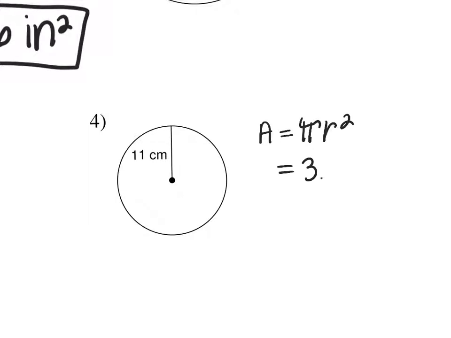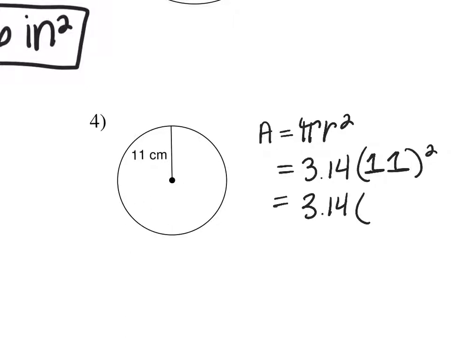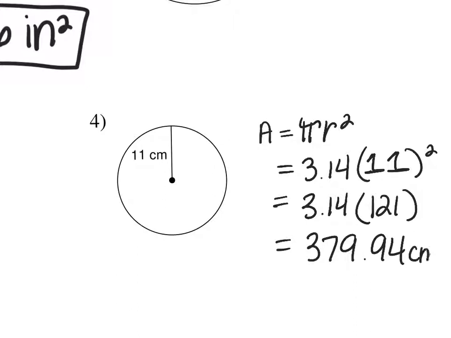So I'm plugging in 3.14 for pi. My radius, it looks like, is 11. That's squared. 3.14 times 11 times 11 is 121. And then I'm also going to plug this into my calculator, 3.14 times 121, and I get out 379.94 centimeters squared.